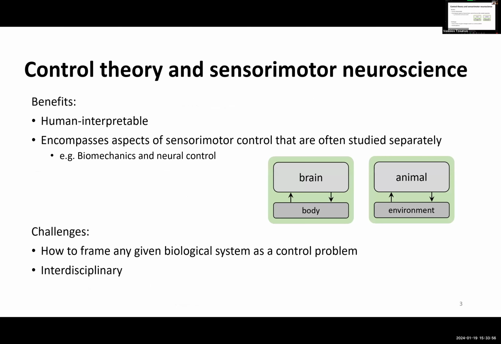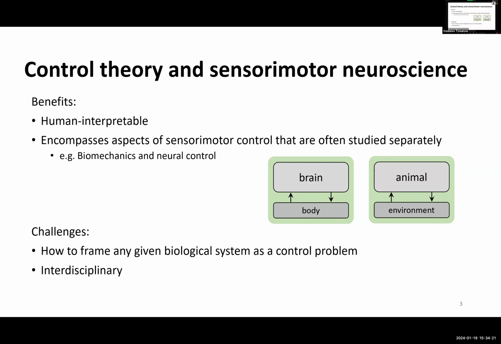So I see two main benefits of control theory as a modeling tool as opposed to other types of tools. One very nice benefit is that control theory is highly human interpretable. We make a controller and we know exactly what the controller is doing, why it's doing it, what signals are going on through it. There's very little that we don't understand once we've made a controller.